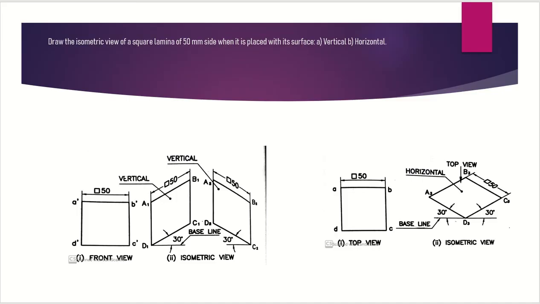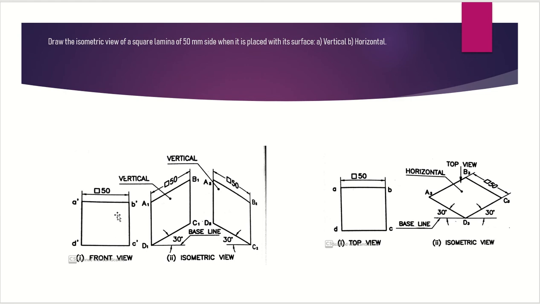As you can see, draw the isometric view of a square lamina of 50 mm side when it is placed with its surface vertical and horizontal. So first of all, draw the front view of a square lamina, that is A dash B dash C dash D dash is the front view, and the dimension given is 50 mm. First of all, construct this one, after which you need to draw the isometric view.